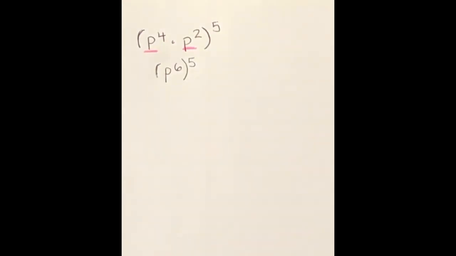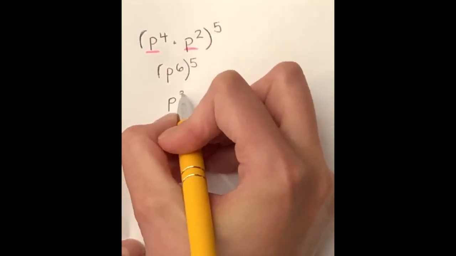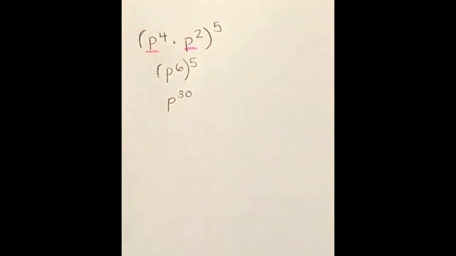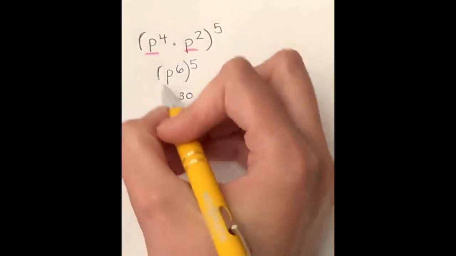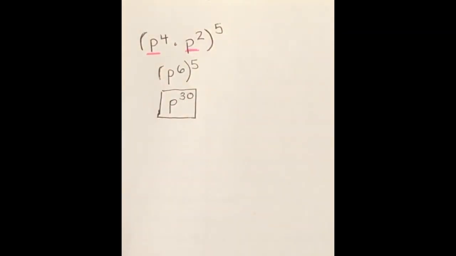So now we can apply the power to a power property, which says when you have a power being raised to another power, we can multiply the exponents together. So here, my final step would be p to the 30th, which is, again, 6 times 5. Since I have nothing else here, I'm going to circle that, and that must be my final answer.